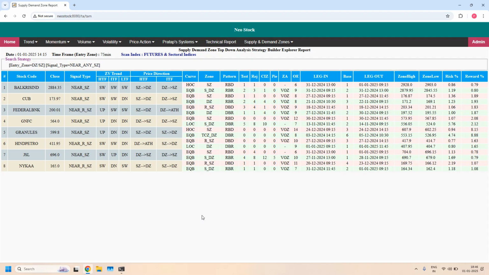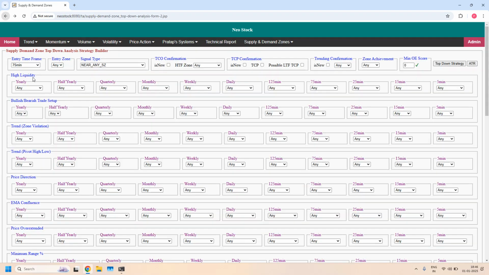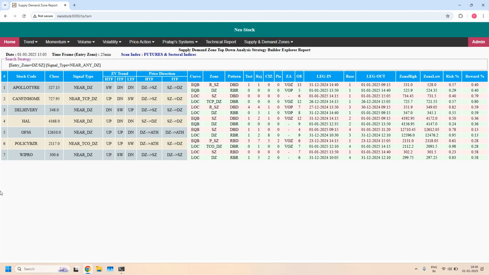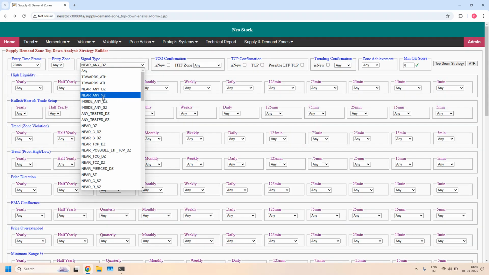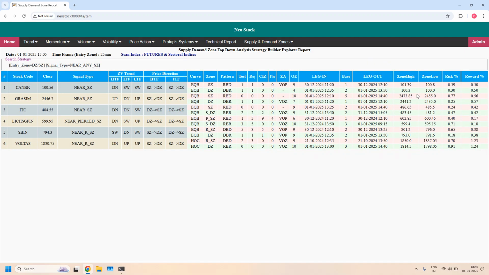Okay. Next time frame is 25 minutes. Stocks near 25 minutes demand zone. 7 stocks are filtered. Next 25 minutes time frame. Stocks near 25 minutes supply zone. 6 stocks are filtered.